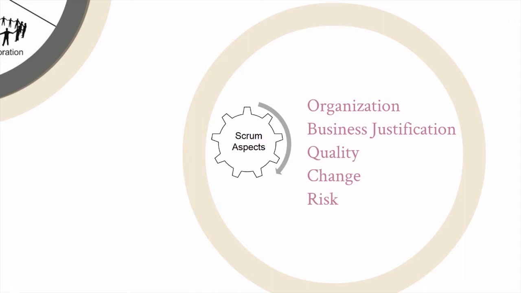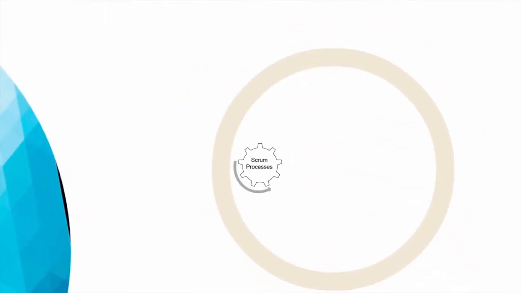Chapters 3 through 7 elaborate on the 5 Scrum aspects that must be addressed throughout any project. The chapters discussed are organization, business justification, quality, change, and risk. Chapters 8 through 12 cover the 19 Scrum processes involved in carrying out a Scrum project.